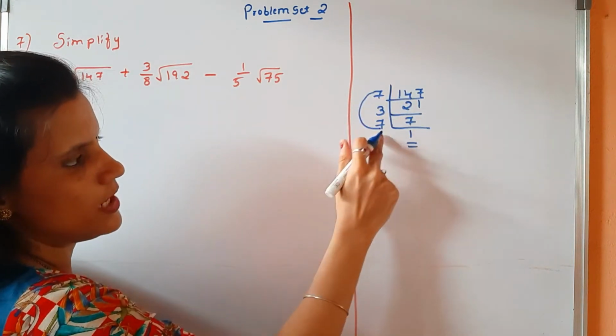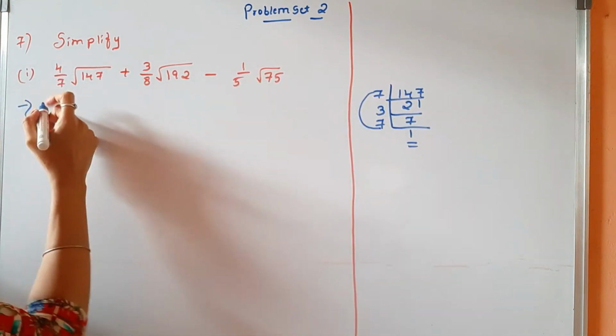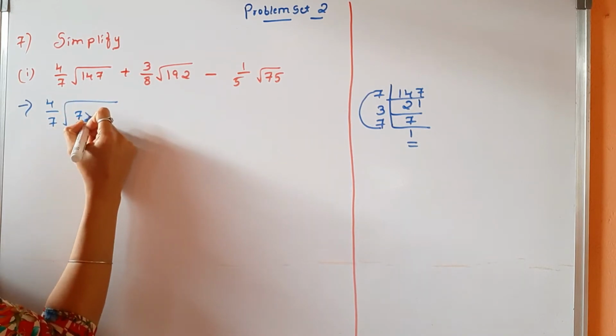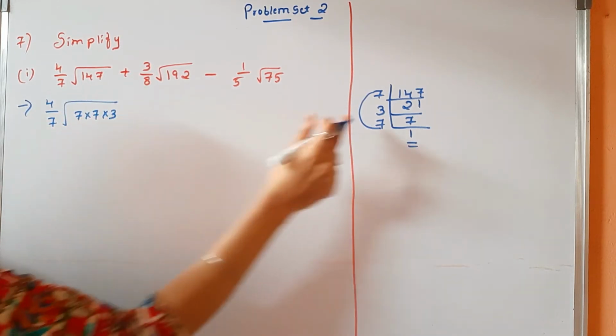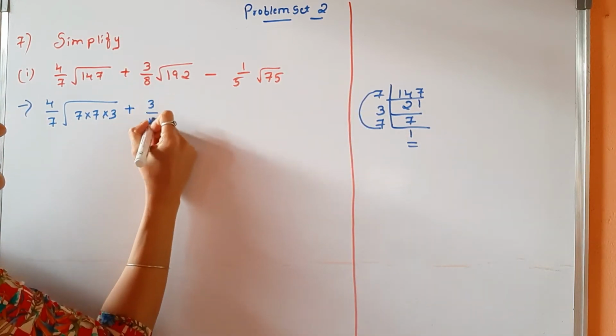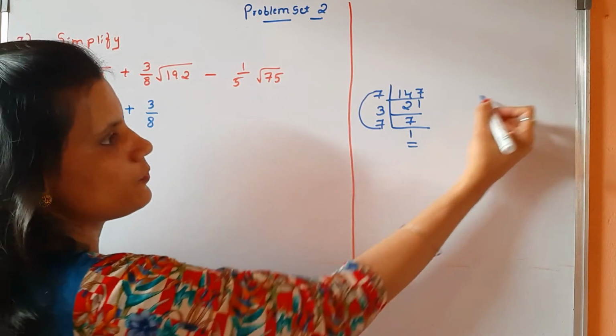एक pair मिला, 3 का pair नहीं मिला. So I can write this one. See here, I'll write directly 7 and 3. We got 2 times 7 and 3. Fine. Plus 3 upon 8. Take the prime factor of 192.